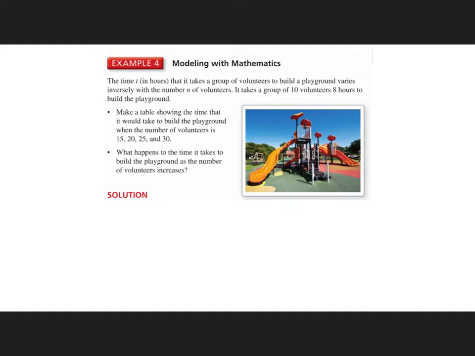So the time t in hours that it takes a group of volunteers to build a playground varies inversely with the number n of volunteers. It takes a group of 10 volunteers 8 hours to build the playground. Make a table showing the time that it would take to build the playground when the number of volunteers is 15, 20, 25, and 30.